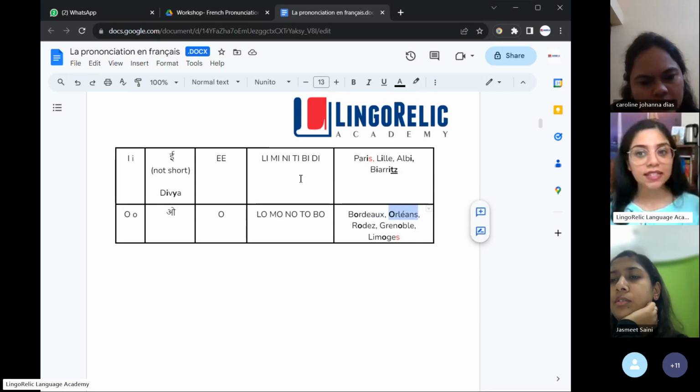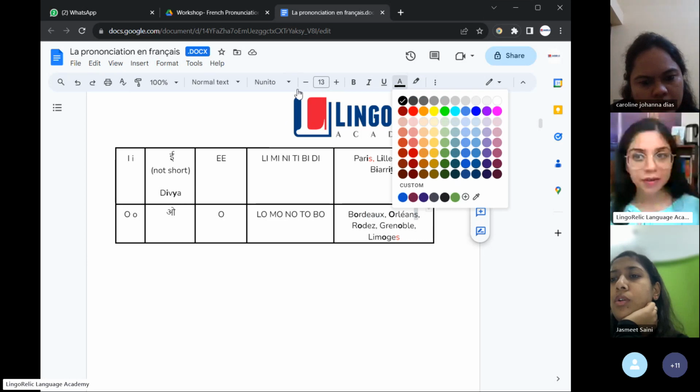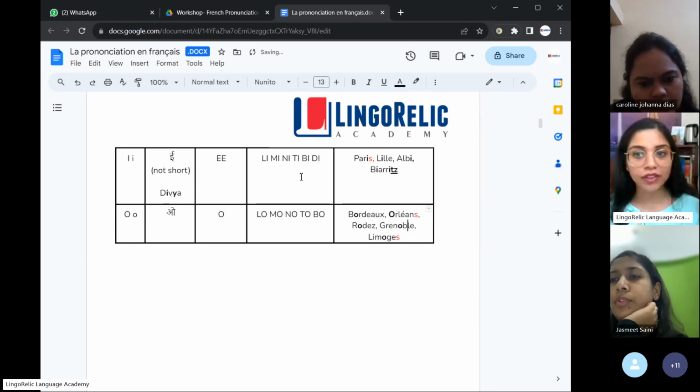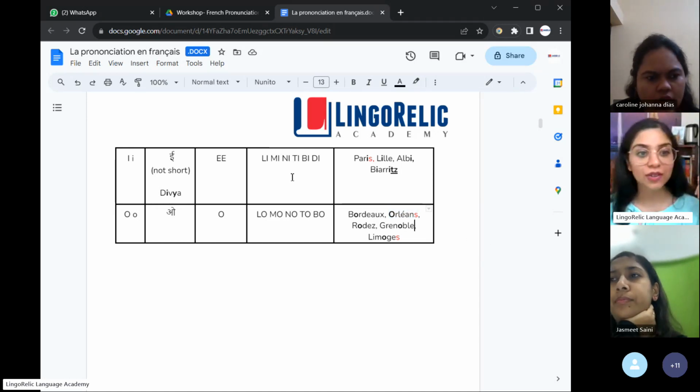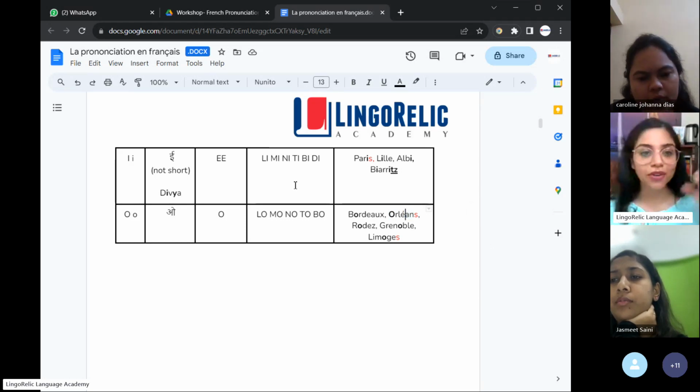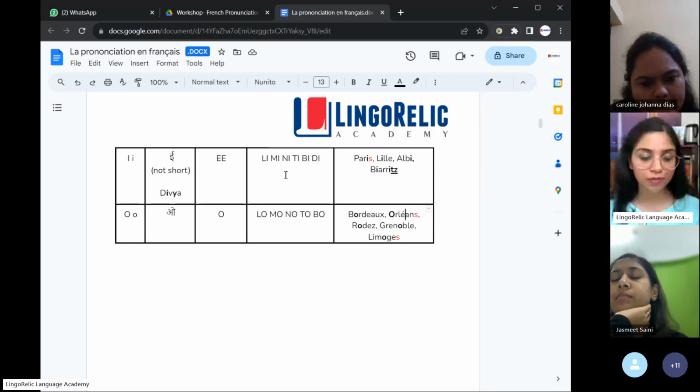Can you try pronouncing this? The S is not sounded. Whatever I've turned into red is silent. So what is this? Orléans. Yes, AN is on, which will come a little later. So this is Orléans, another city in France.